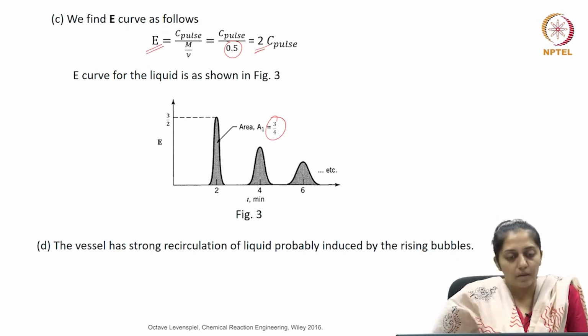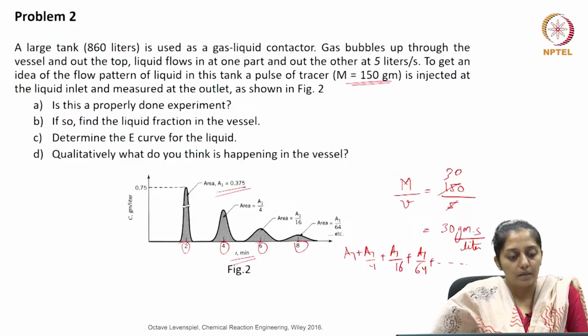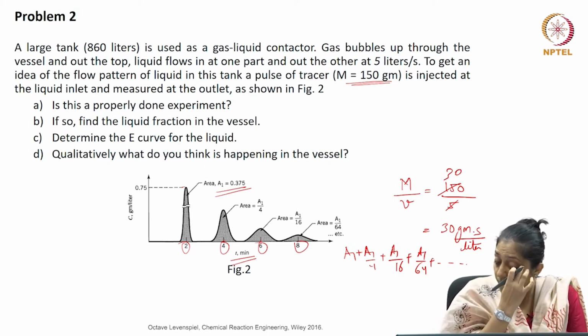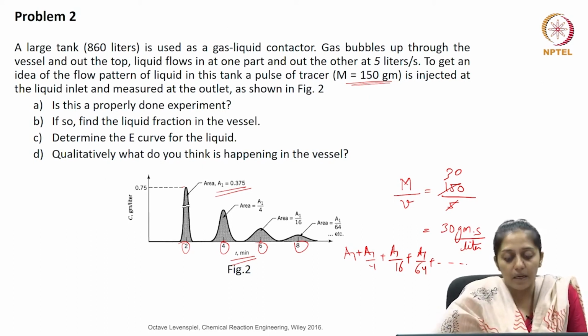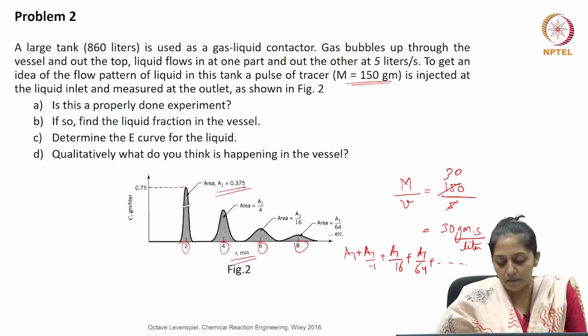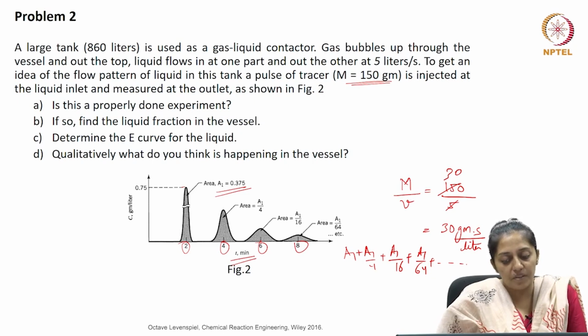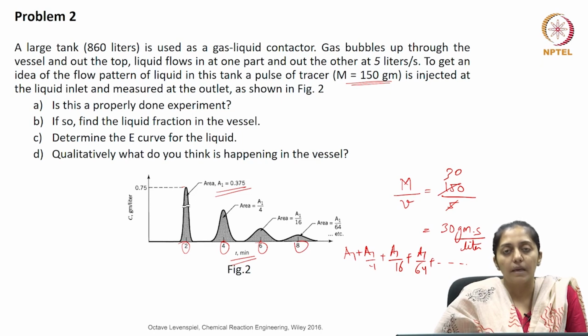Now the fourth part says, qualitatively what do you think is happening in the vessel? If you remember, spikes coming out at small, regular intervals with decreasing area, or the peak decreasing, demonstrates that there is some internal recirculation happening.